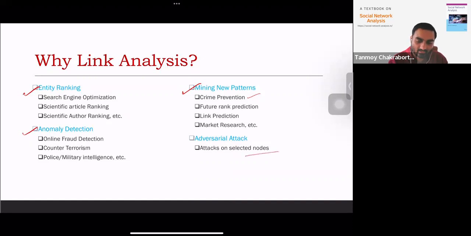Link analysis is also important in an adversarial attack setting. Let's assume that you have a network and you want to disrupt it. What do you mean by disrupting a network? Say you have a community structure of different communities in a network, and you want to change the network in such a way that the community structure gets disrupted. Now, what do you mean by perturbing a network?